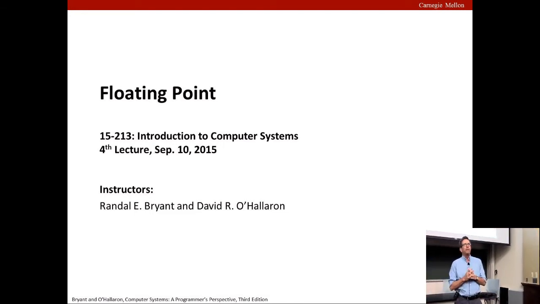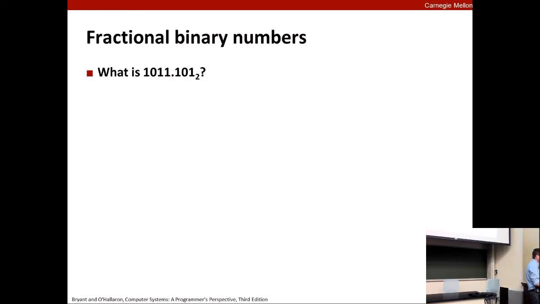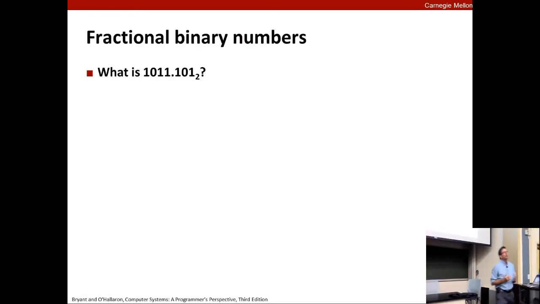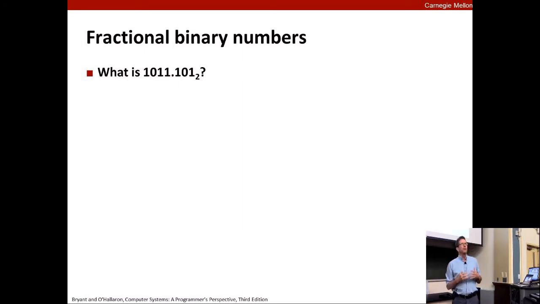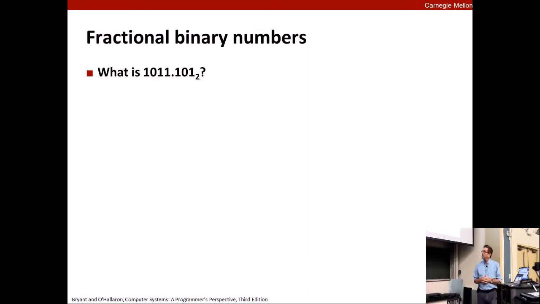So today we're going to study an arcane area of computer systems known as floating point, which is the way that computer systems represent the real numbers. You're all familiar with decimals, something like 3.14. And there's a similar idea with binary numbers. So what does a fractional binary number like 1011.101 represent, and how does that work?